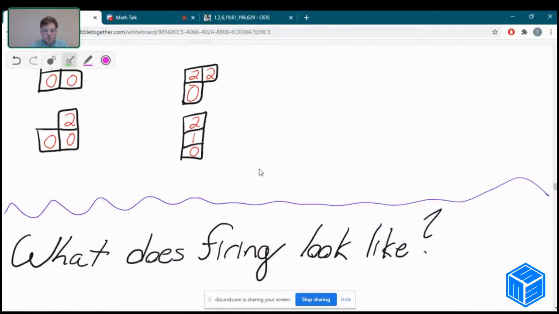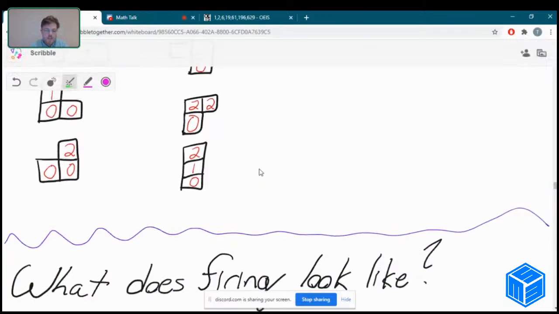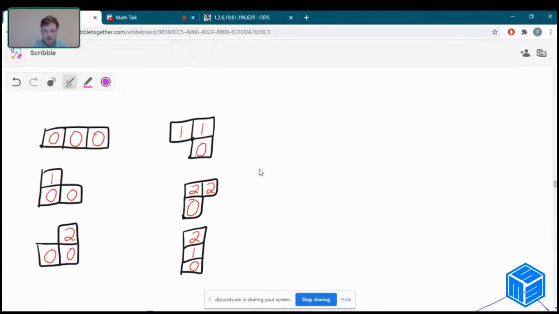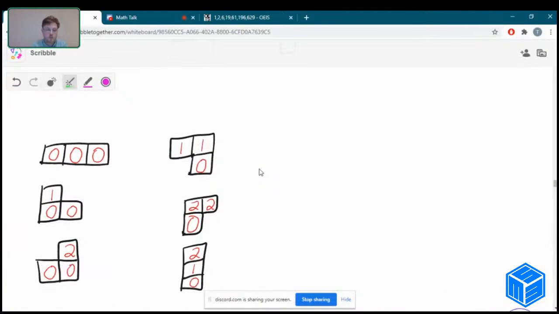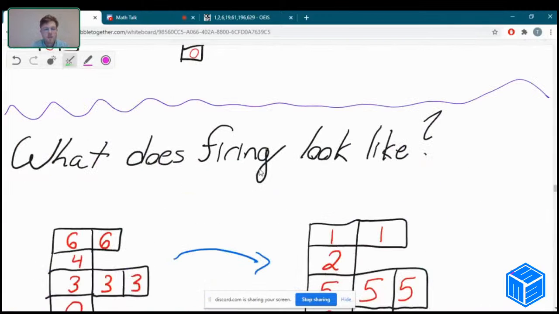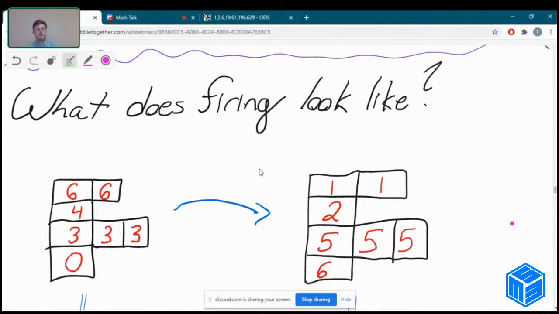So now the question is, what does firing look like? Because again, I haven't proven anything. I haven't shown that this actually does work for every size n. I've just found a mapping that seems to make some sense to me. So let's think about what firing looks like.